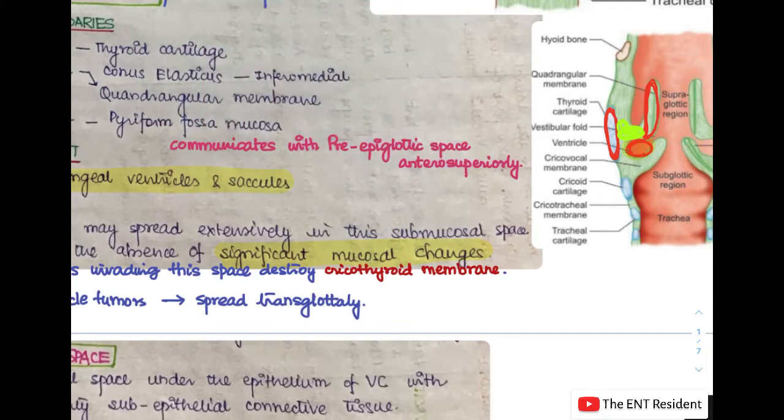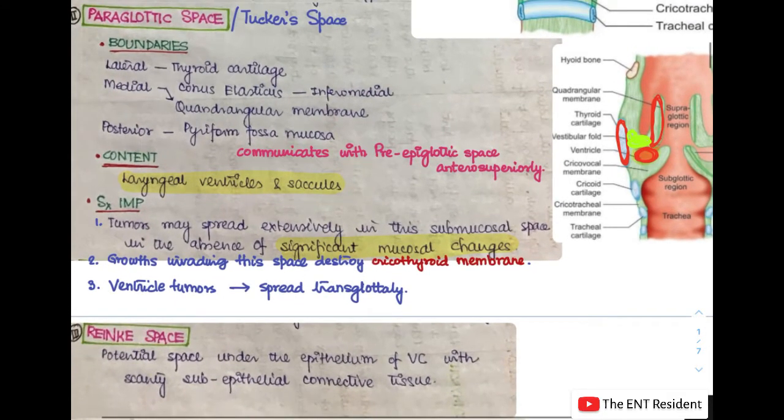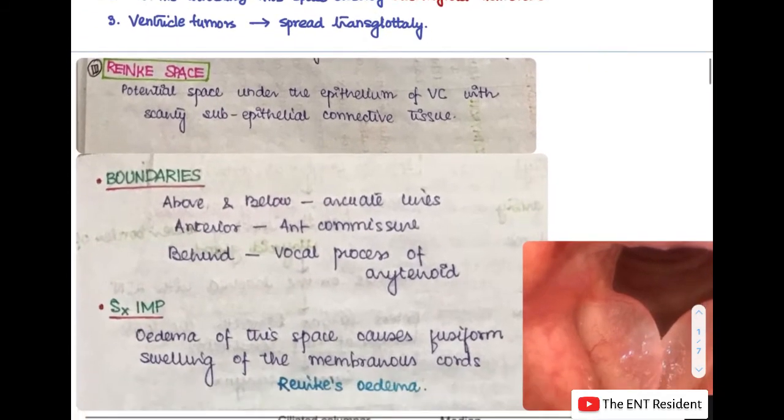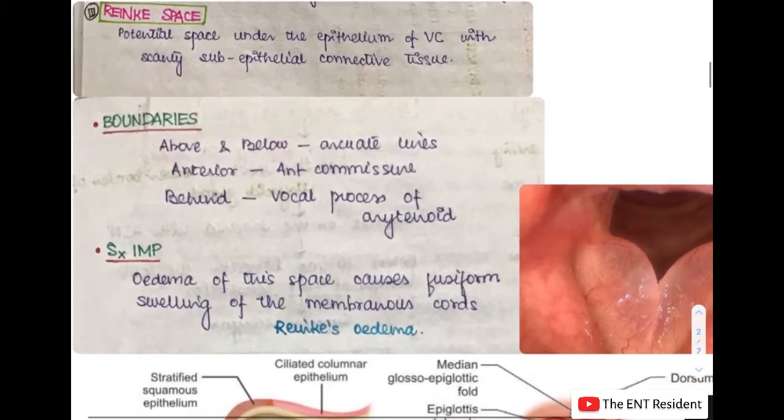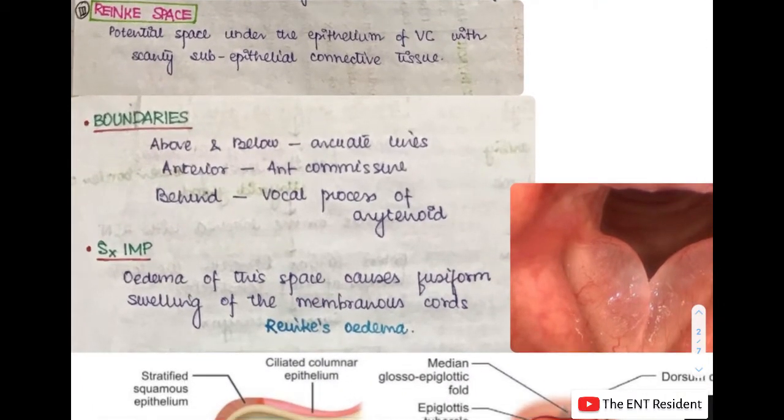This is the ventricle. Tumors arising in the ventricle spread transglottally. Therefore, this has been all about the Tucker's space or the paraglottic space. And the last third space which is important in the larynx is the Reinke space. Now, what is this Reinke space?